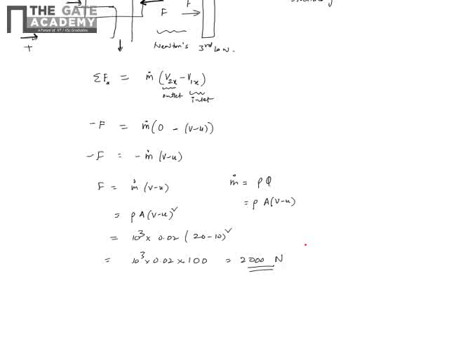So normally what we do is we work in the relative coordinate system when the vane is moving. That's what we have done, and everything is in terms of relative velocity, and we have found the force that is exerted on the plate. So 2000 is the answer. Option is D.